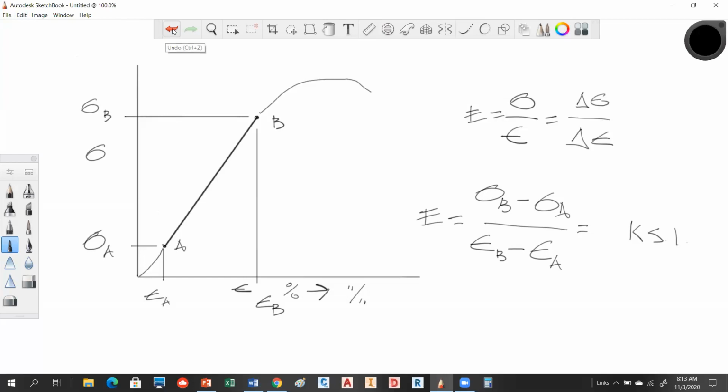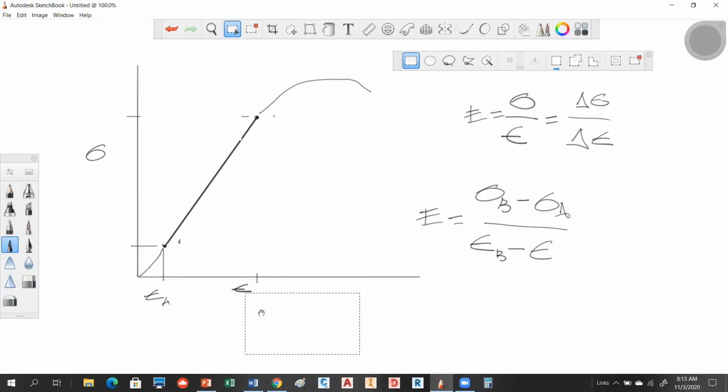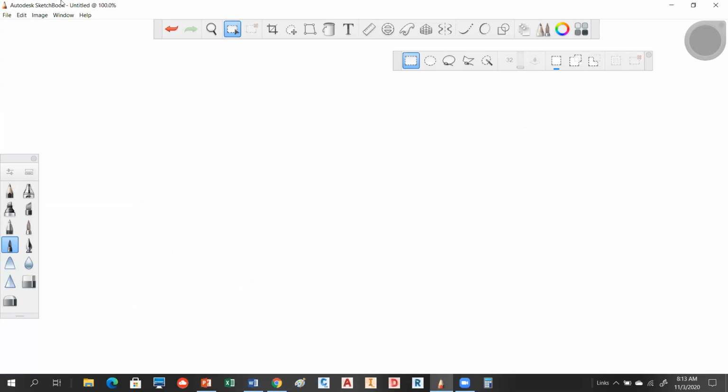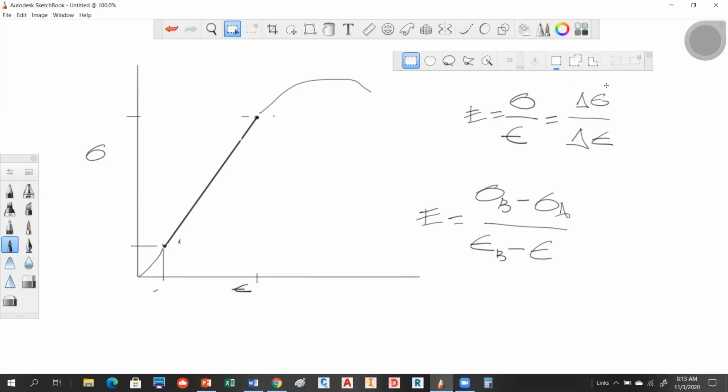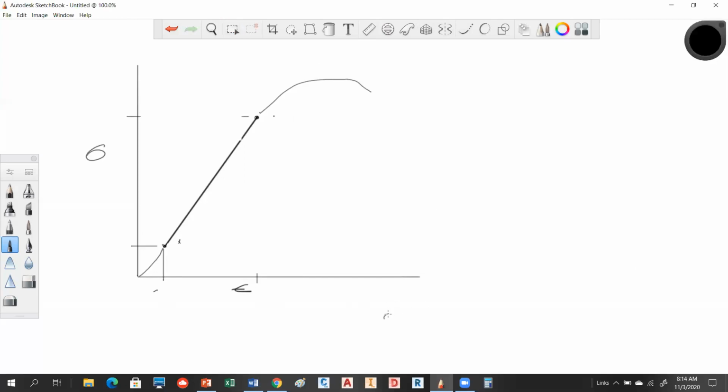So let me erase some of this stuff here if I can. In this, what you're going to do is draw a line parallel to your modulus line. And what you're going to do is determine what's called the yield stress. So we're doing a 0.2% yield stress or yield point.